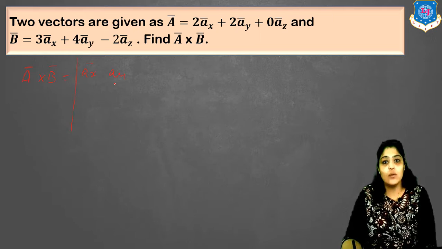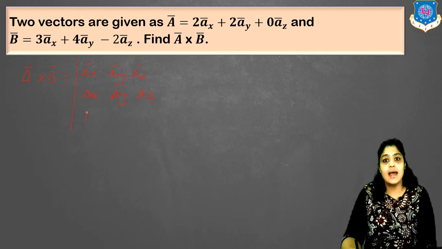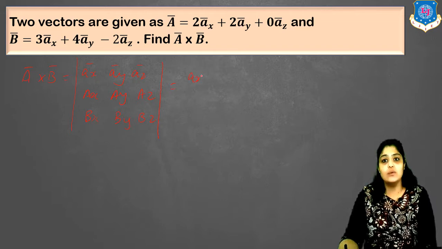a determinant with rows ax, ay, az, then Ax, Ay, Az, and Bx, By, Bz. I have been given the values, so I just write the unit vectors as they are. Then A is 2, 2 and 0, and B is 3, 4 and minus 2.